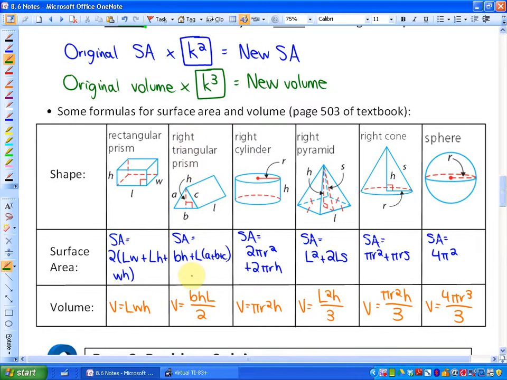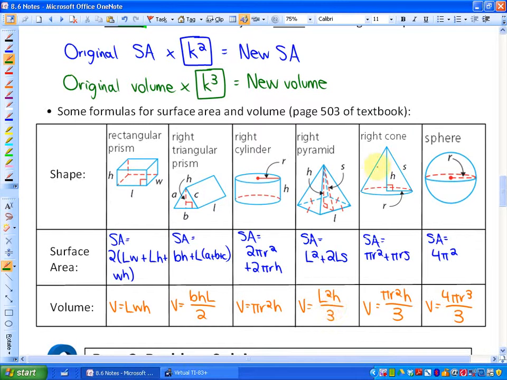For right triangular prisms, the surface area is base times height plus length times (a plus b plus c), and the volume is base times height times length divided by 2. For right cylinders, the surface area is 2 pi r squared plus 2 pi r h, with radius and height for r and h, and the volume is pi r squared h. For right pyramids, the surface area is length squared plus 2 times length times the side length, and the volume is length squared times height divided by 3.